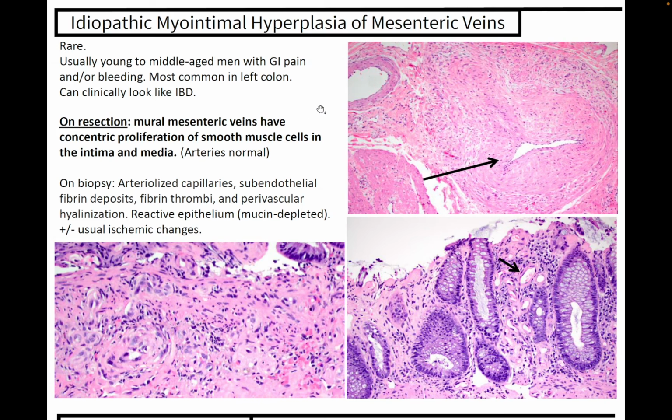And on biopsy, you have these arterialized capillaries with subendothelial fibrin deposits, fibrin thrombi, and perivascular hyalinization with reactive epithelium or mucin depletion with or without usual ischemic changes. So here are some images of what you might see on biopsy or under the microscope. You can see that thickening of the vessel walls and the arterialization of these capillaries.